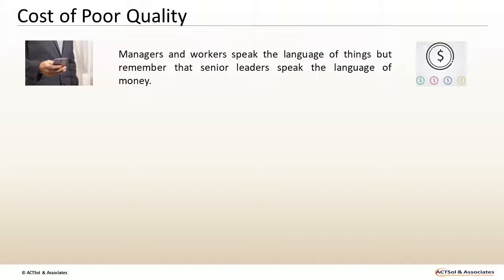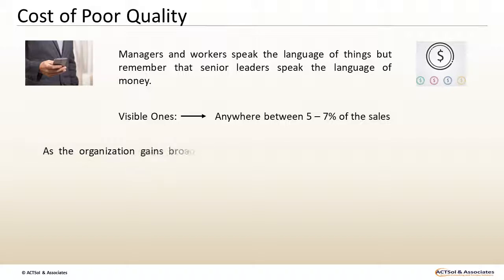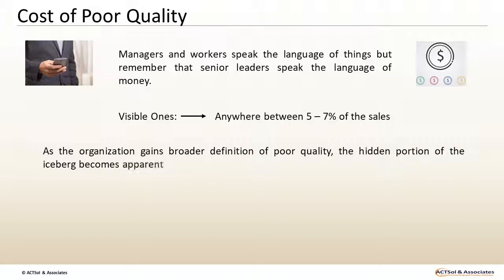Please remember the following. When quality costs are initially determined, the categories included are the visible ones depicted in the iceberg: inspection, rejection, rework, scrap, customer returns, recalls, testing costs, etc. This may account to anywhere between 5 to 7% of the sales. As the organization gains a broader definition of poor quality, the hidden portion of the iceberg becomes apparent. So, hidden COPQ is the cost incurred to deal with these chronic problems.